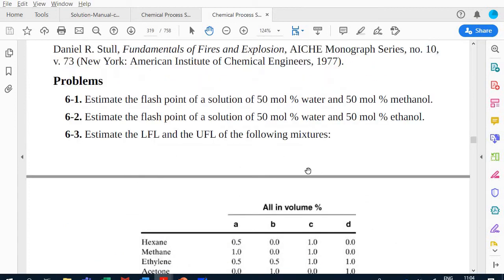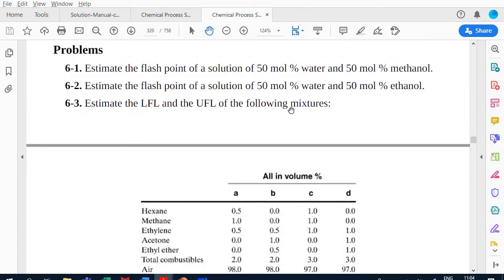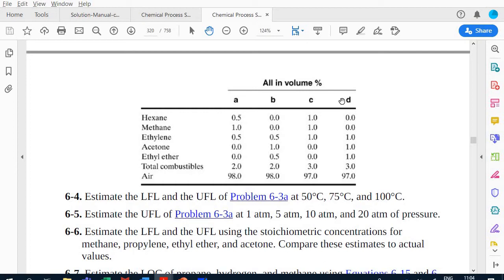What do I mean by different temperature? Estimate the LFL and UFL for the following mixtures. Here for the following mixtures, we assume that it was at 25 degrees centigrade. And here what we have now is at 50 degrees centigrade. So will my LFL change with temperature when it goes from 25 to 50 degrees? Will my UFL change with temperature if it goes from 25 to 50 degrees?